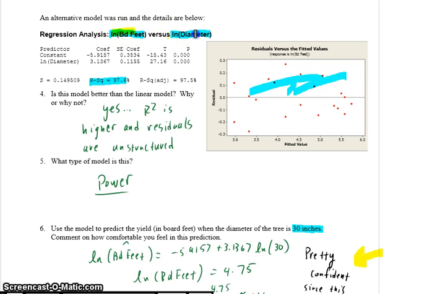It's log versus log, so it is a power model. Remember, log versus log is power. Log versus x is exponential. Now you might say, what about y versus log of x? Well, we haven't talked about that, but it's neither power nor exponential. It's actually called logarithmic.